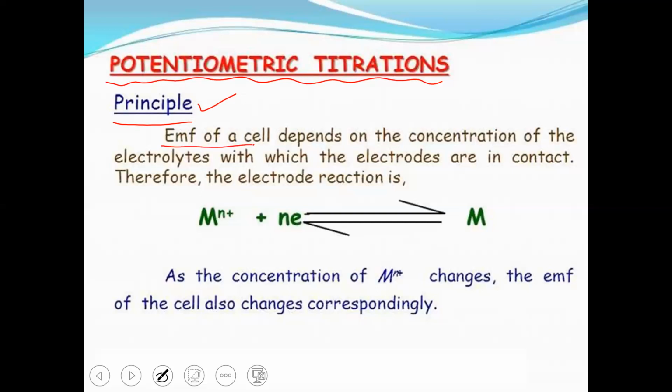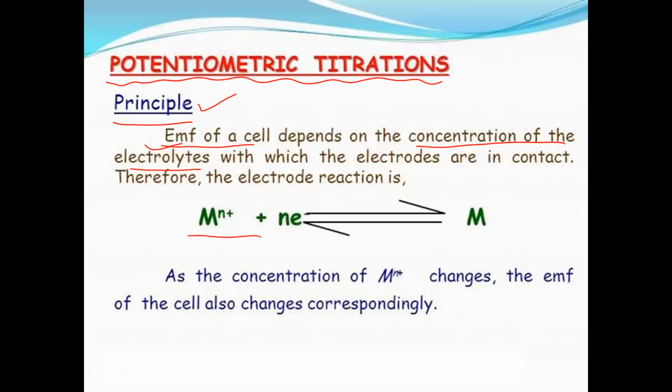So EMF, the electromotive force of a cell. What is the EMF? It is the potential difference between the two electrodes. So that is known as EMF. The EMF of a cell depends upon the concentration of the electrolytes with which the electrodes are in contact. So therefore, the electrode reaction, yes, we know the electrode reaction.